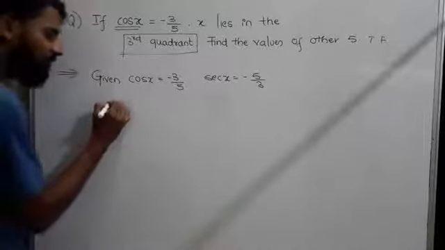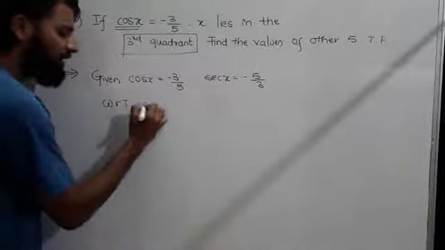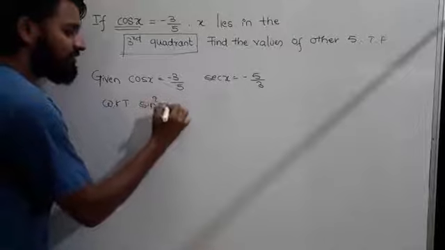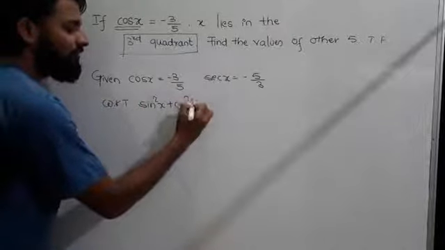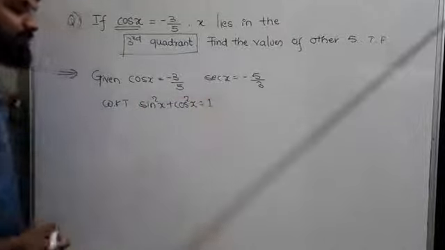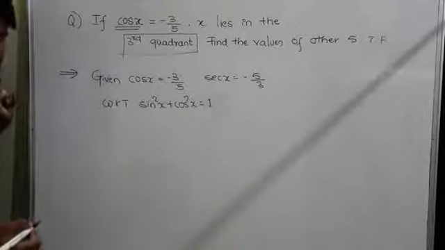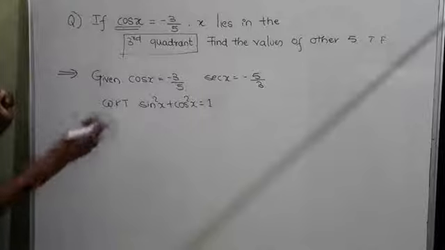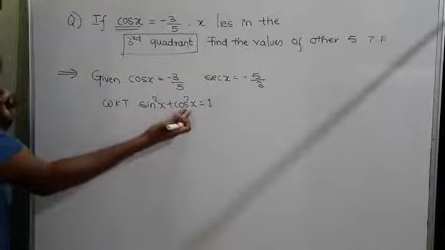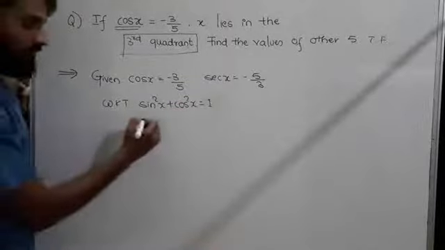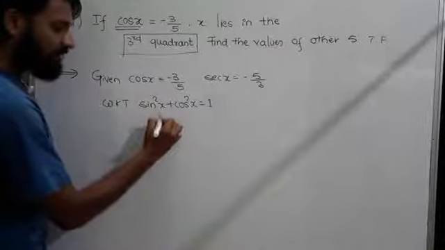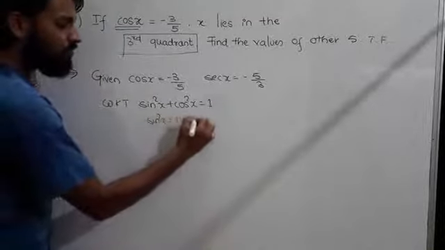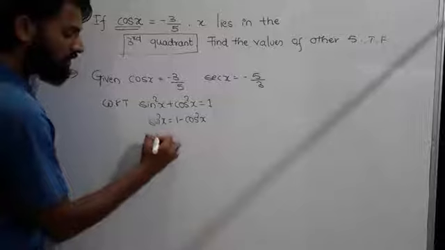What is that? We know that sin square x plus cos square x is equal to 1. Yes or no, my dear friends? So from this, I can easily find sin x. Why? Because I know the cos x value, right? If I substitute, I'll easily get sin x. So let me write sin square x is equal to 1 minus cos square x.